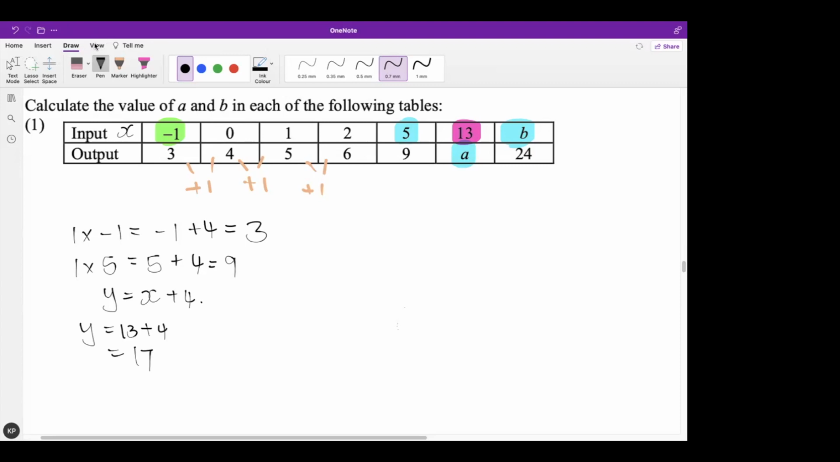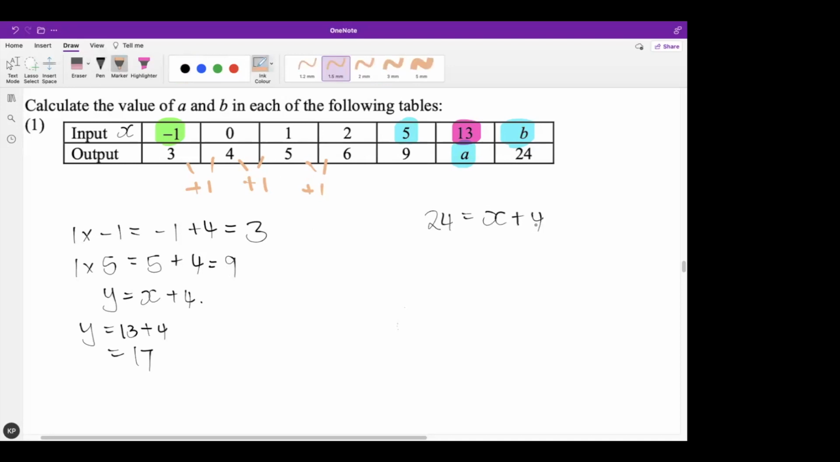So for B, do I substitute at my x or at my y? Nice, guys. It is an output. Well, 24 is the output. So I'm going to substitute it at y. So then I'm going to say 24 is equal to x plus 4.